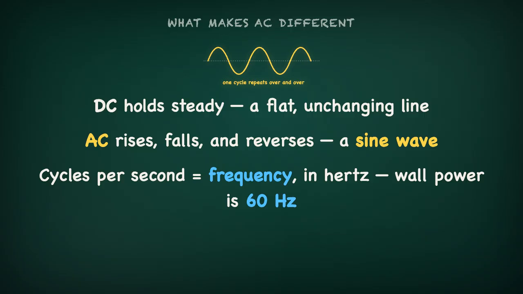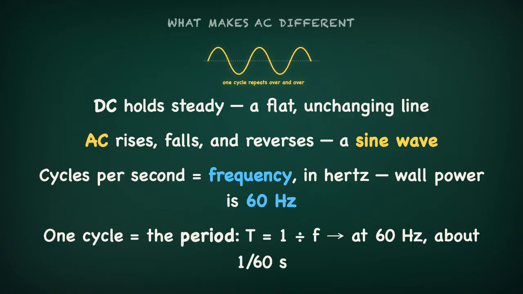The time for one full cycle is the period. Period equals 1 divided by the frequency. At 60 hertz, one cycle takes about 1/60th of a second.